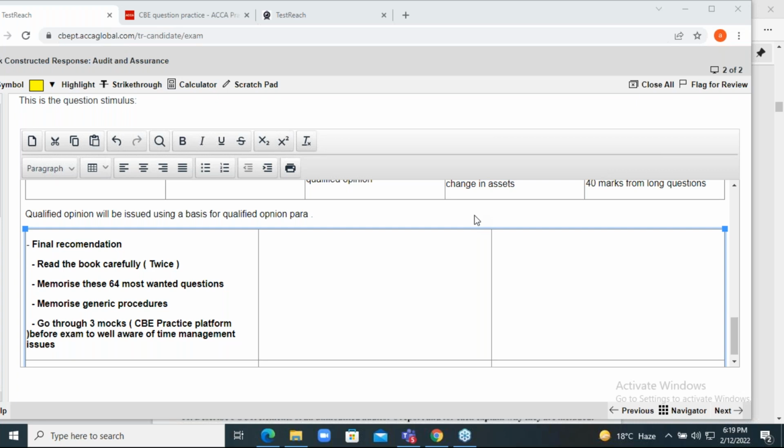The CBE practice platform past papers are the most suitable and feasible of all of the things, because they are the photocopy of your examiner and they are prepared by your examiner. So that is important. Any material that is prepared by your examiner is preferable above any other material.